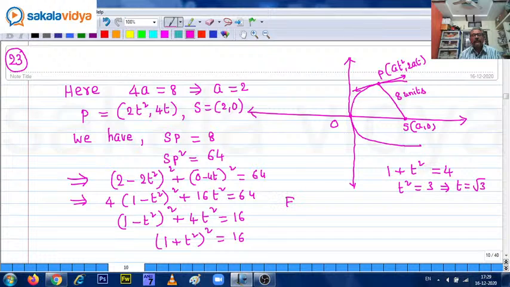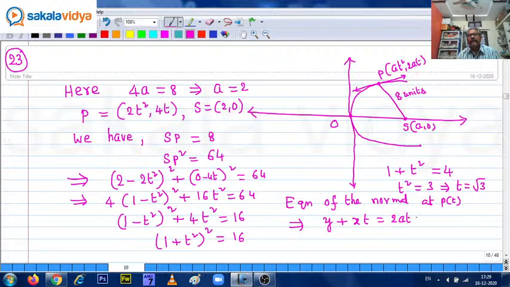Now write down the equation of the normal. The equation of the normal at P of t is y plus xt equals to, substituting, 2at plus at cube. This will be the c value, as y is equal to mx plus c. So c is 2at plus at cube, that we need to find out. Mod c equals 2at plus at cube.